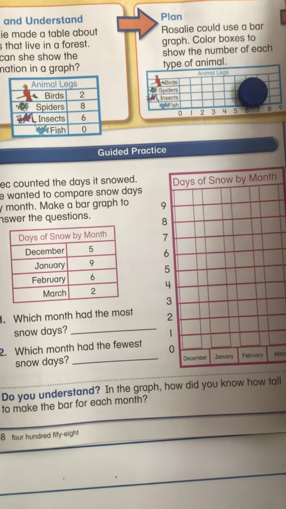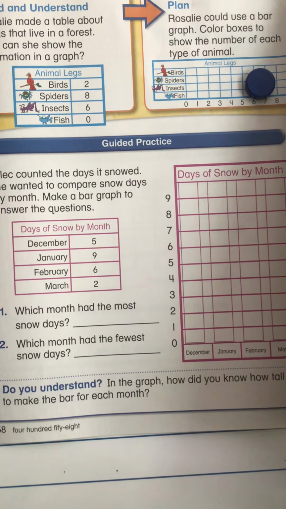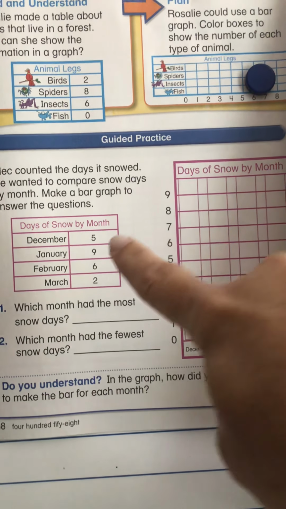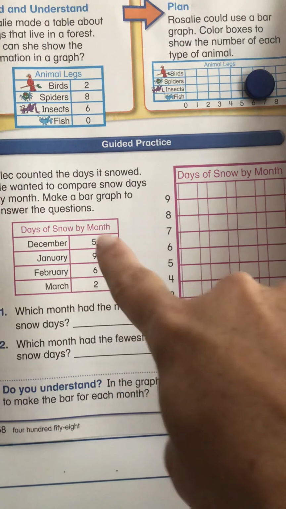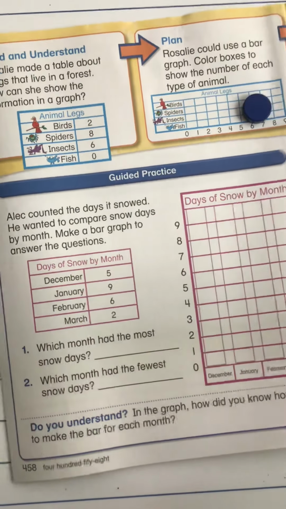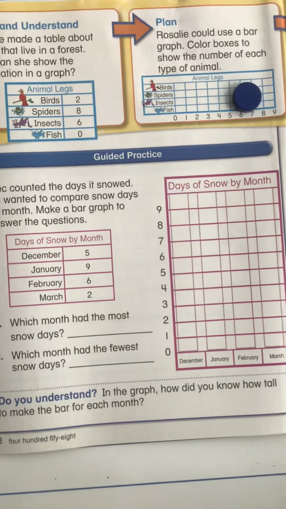It says, Alec counted the days it snowed. He wanted to compare snow days by month. Make a bar graph to answer the questions. So we're using the information on this chart, days of snow by month, and we are filling in this graph over here. Let's keep the page open to show that information in a graph.